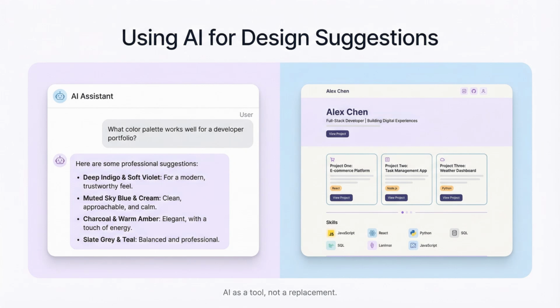The instructor makes an interesting point here. Rather than using AI to generate the entire design, you can use it as a suggestion tool. Ask it for color palette ideas, font pairings, or layout inspiration, and then make the final decisions yourself. This is a healthy and productive way to collaborate with AI, especially when you're still learning design fundamentals. Full AI-driven workflows will be covered later in the course.